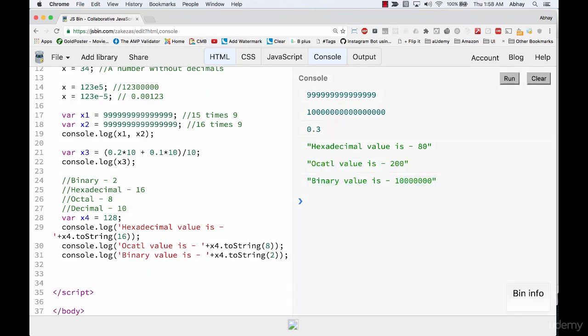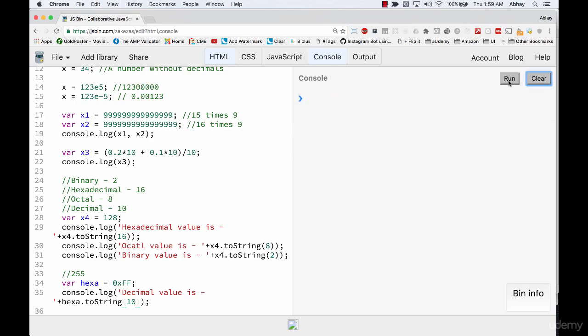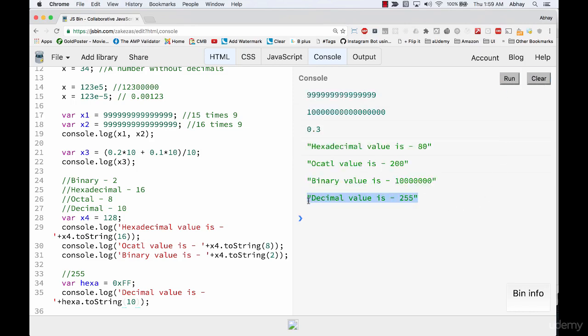So what if you want to assign a hexadecimal value? For instance, let's say we have the number 255 and you want to make it a hexadecimal value. What you will have is hexa equal to 0x, and that's how you represent a hexa number. It's 0x and ff, which means it covers all the bits of a hexadecimal. Now we can also do a console log where we will say decimal value is hexa of 10. Let's clear this and run this. Well, the value is 255 as I mentioned.